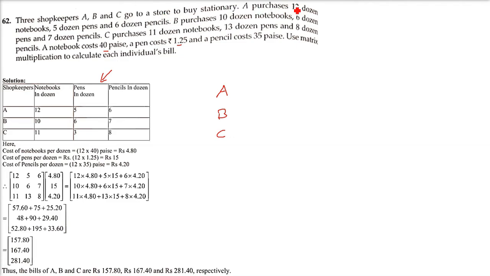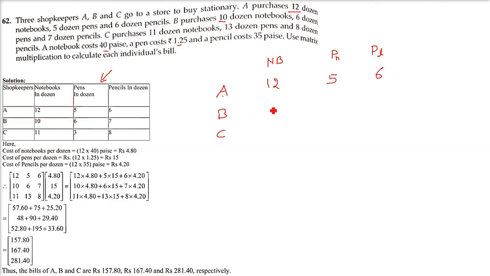So A purchases 12 dozen. I am writing notebook, then the pens, and then we have pencils. PN is for pen and PL for pencil. Now A's notebook, how much is there? It is already given, 12. Now A's pen is 5 dozen. A's pencil is 6 dozen.